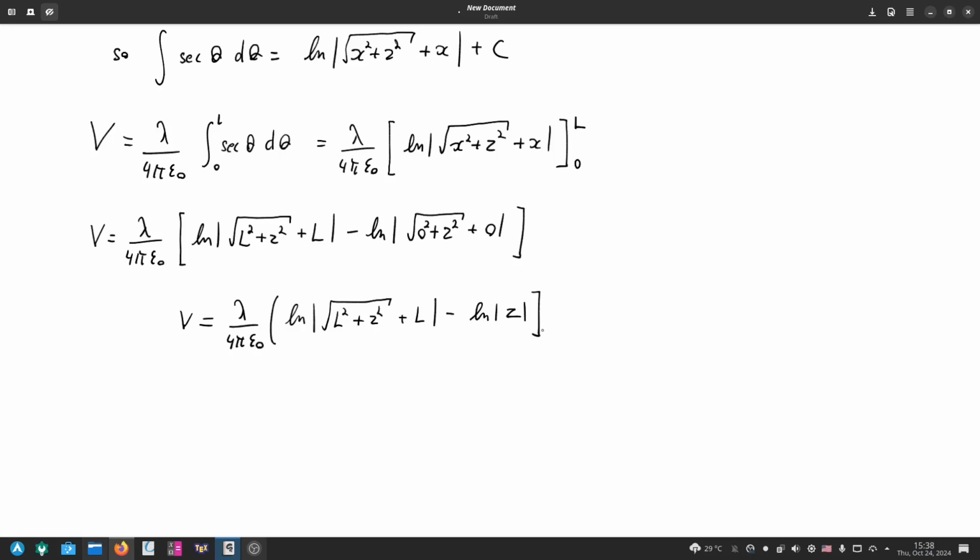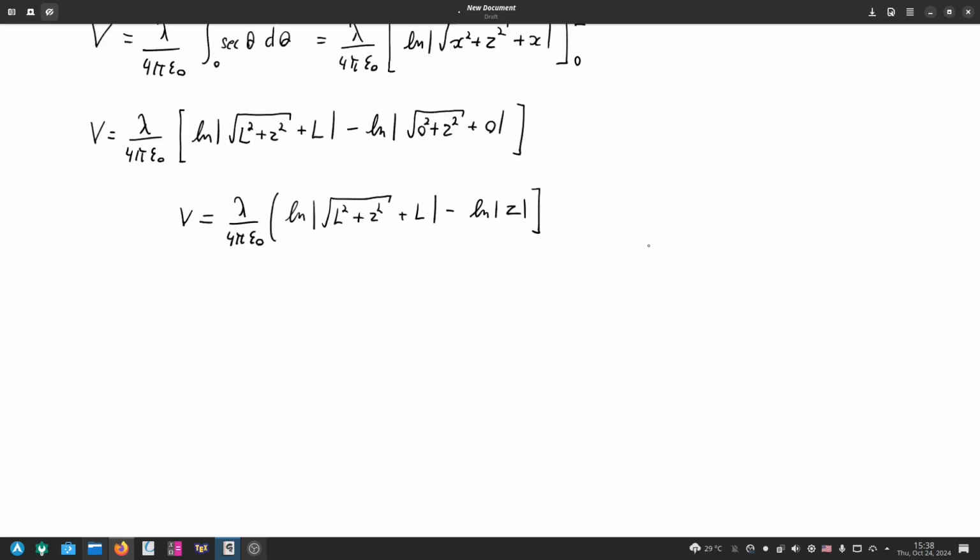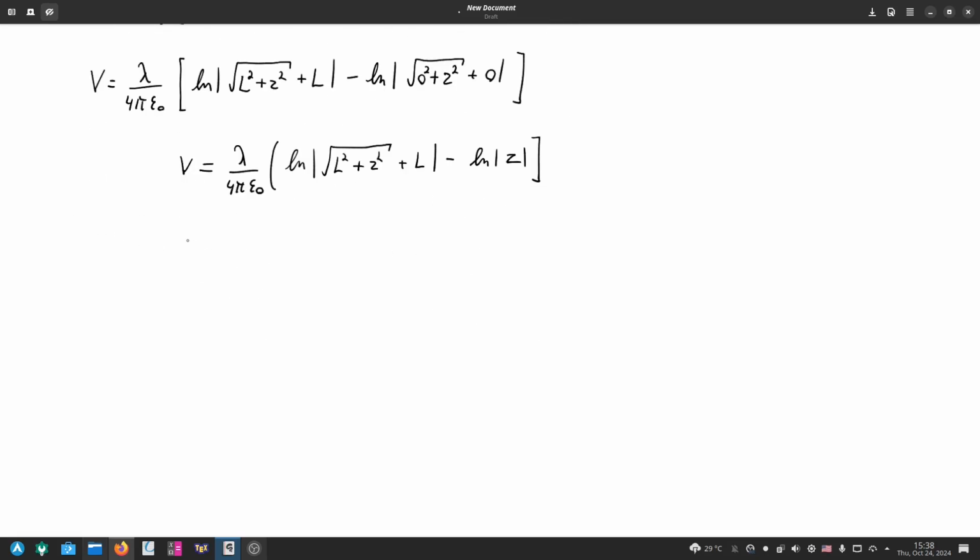We can use the logarithm property once more to simplify this expression. And this is it. The formula for the potential of a line of charge at the point P, which is at a distance z from it.